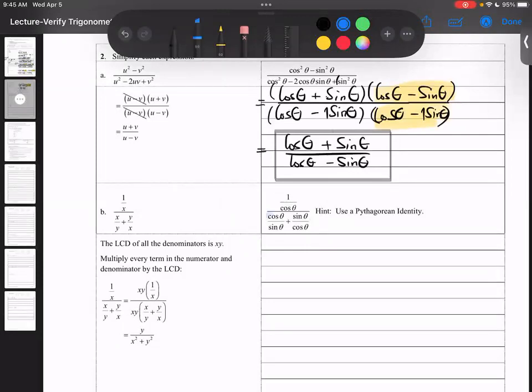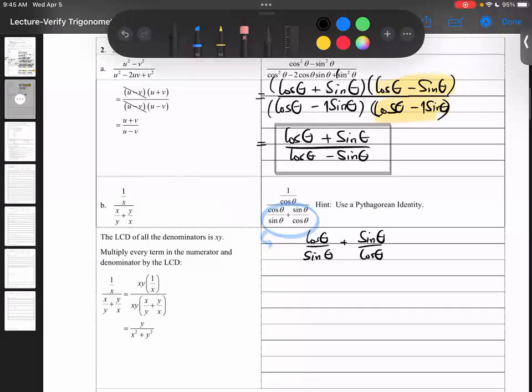I'll use blue for this denominator. Let me rewrite this: cosine theta over sine theta plus sine theta over cosine theta. I'm just rewriting the denominator. I need to add those two fractions together.